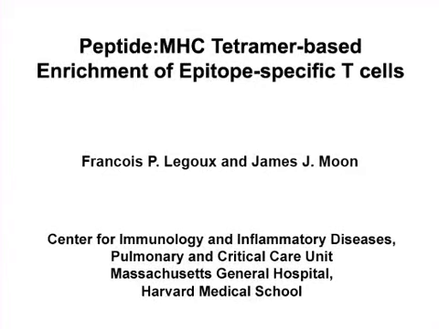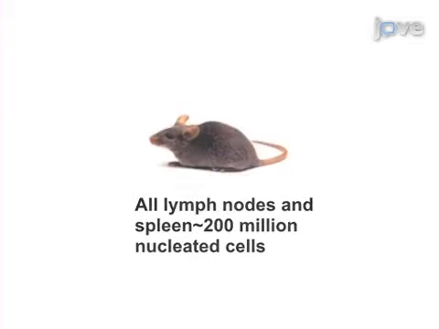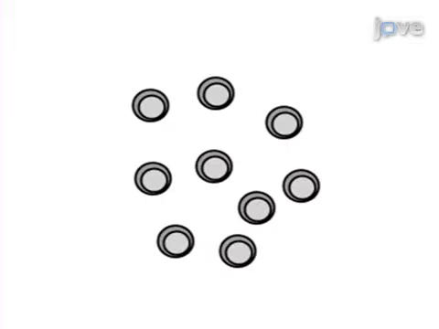The overall goal of the following experiment is to identify rare epitope-specific T cells from the endogenous T cell repertoire of mice. This is achieved by first staining harvested lymphoid cells with Peptide MHC Tetramer reagents, which will fluorescently label the relevant epitope-specific T cells.